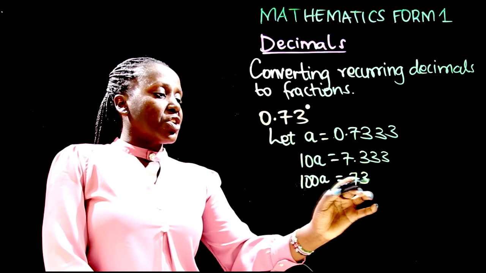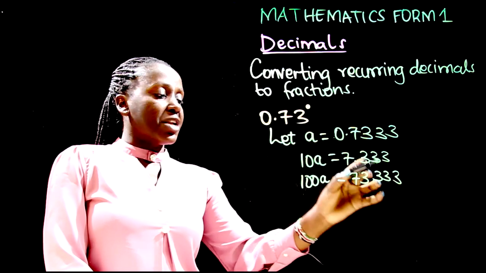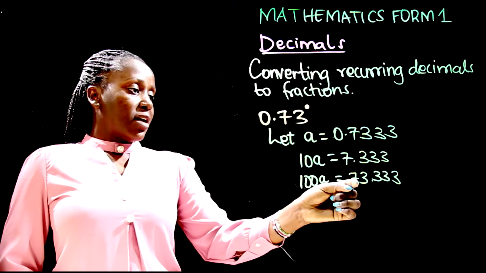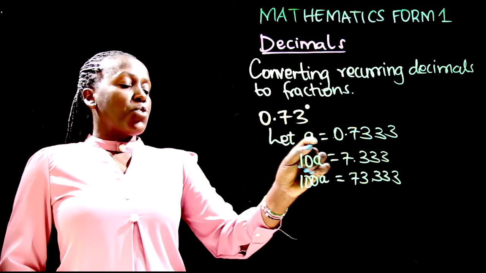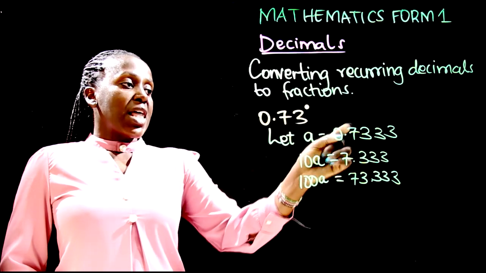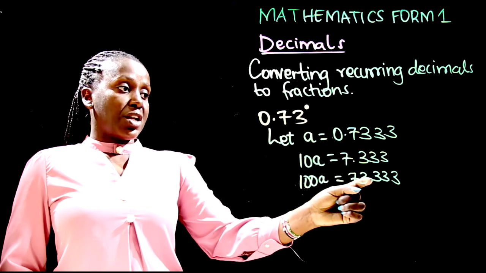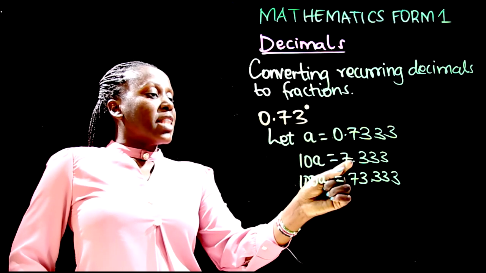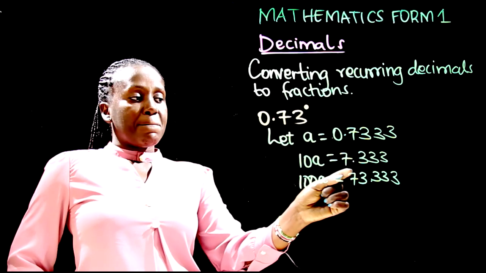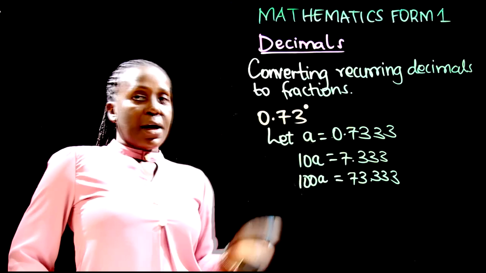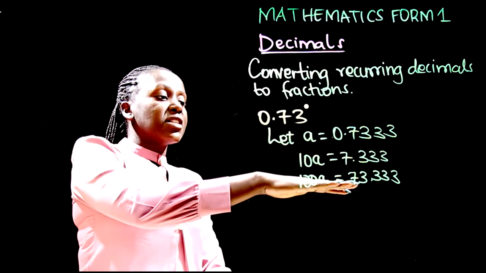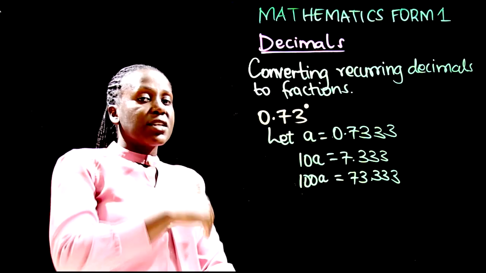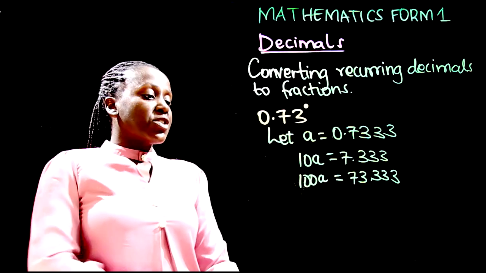So this will be 73.333, and so on. Now, if you compare these 100a, 73.3, with the a, 0.7, the number after the decimal point is still different. But if you compare 10a with 100a, the number after the decimal point is the same. It is 3 here and it is 3 here. This means that we can subtract the 2 and come up with a number that does not have a digit after the decimal point. So that is what we are going to do.